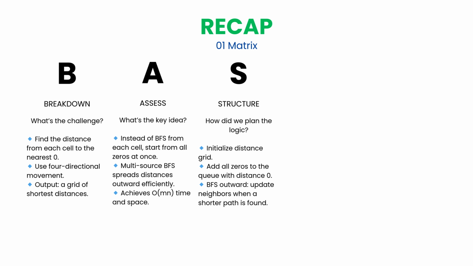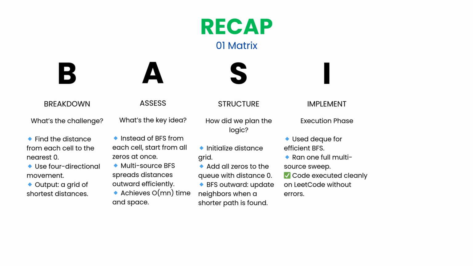Structure recap. Initialize a distance grid. Add all zeros to the queue with distance 0. BFS outward. If a neighbor's distance can improve, update and enqueue it. Implement recap. Use deque for fast queue operations. Ran the multi-source BFS once. Clean, efficient, error-free on LeetCode.